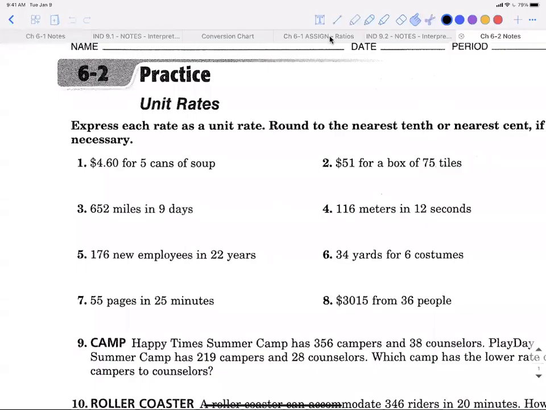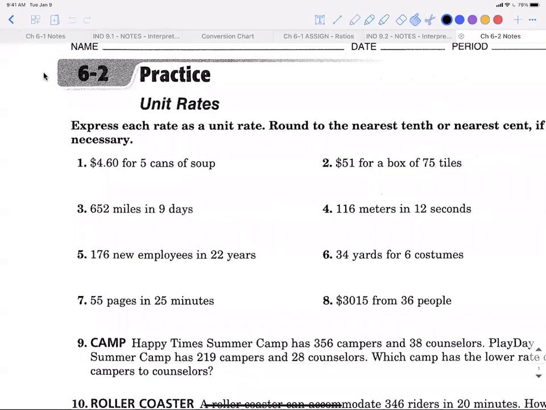All right, 6.2 is unit rates. So we're still going to be setting up ratios, but now instead of just reducing them down to the most reducible fraction, we're going to be converting them into decimals to answer questions. I do want to point out that if it has to do with money, you need to make sure that your answer is a money answer.